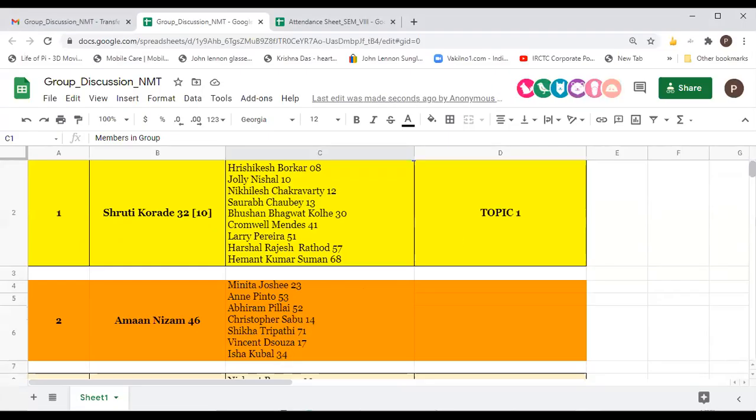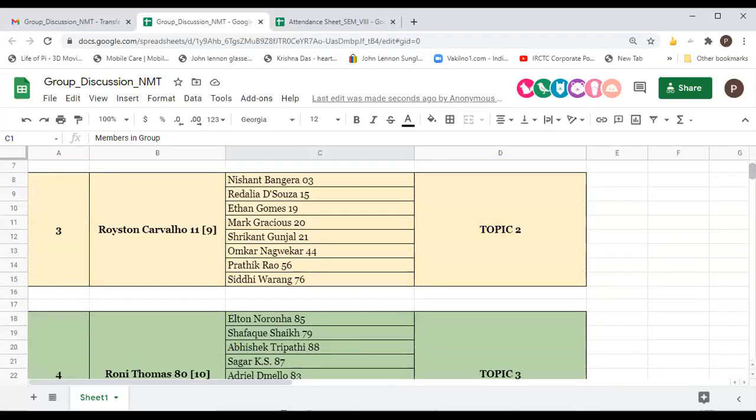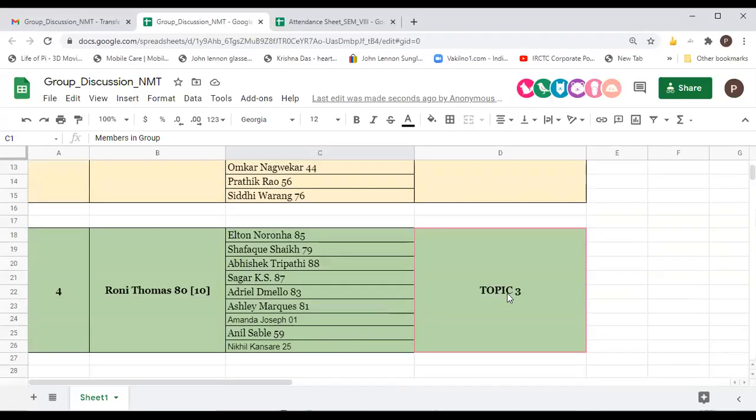Okay. So, group 2, I will tell you Royston. Your topic is topic 2. Royston. Okay, so 9 people in your group. So topic 2. Ronnie, your topic is topic 3. I'll project the topic so you note it down. Topic 3, Ronnie. Somebody in this group is there? If not Ronnie, Shafak, you are there, so you note down topic 3.